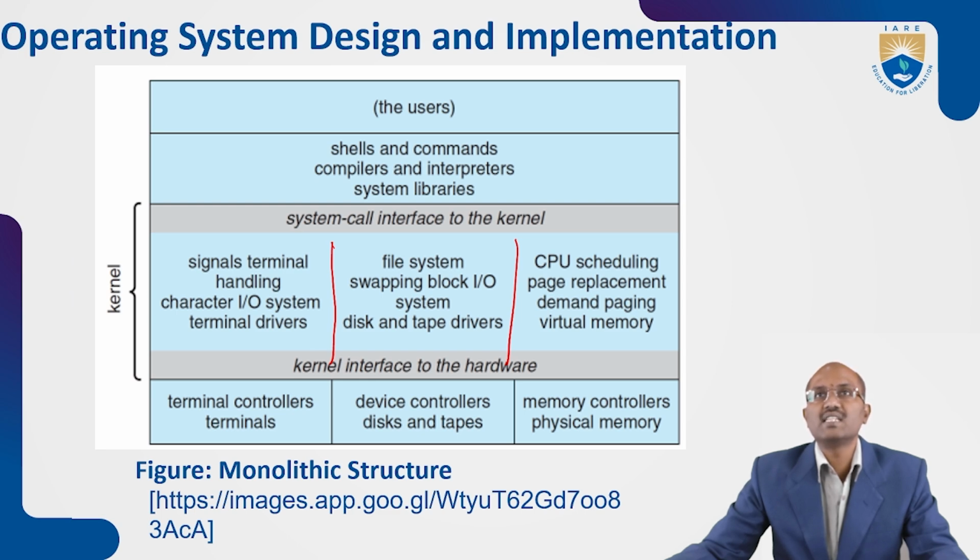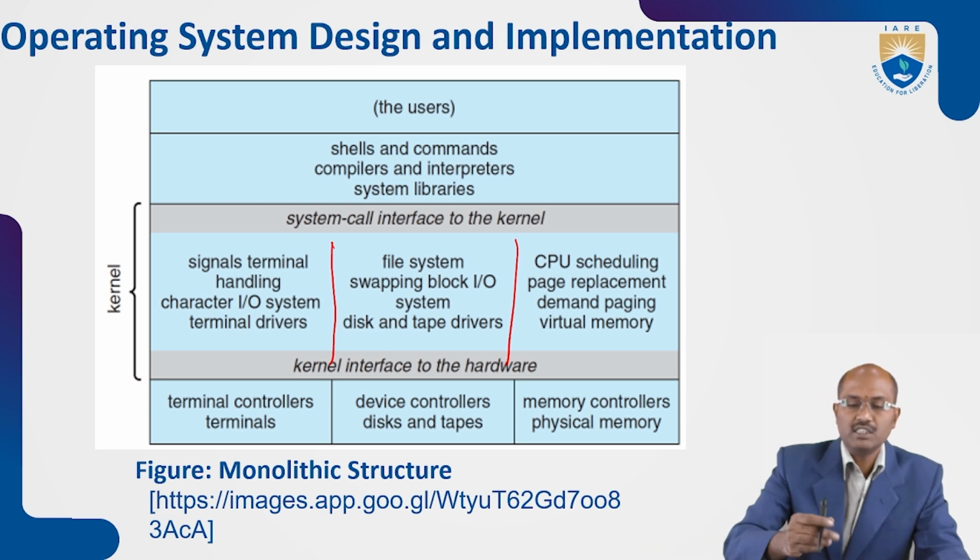The shell is mainly a command interpreter. The user writes the command. That command can be run on the shell layer. Shells and commands, compilers and interpreters, and system libraries work in this layer. These commands interact with the kernel. The kernel is the core part of the operating system. That core part, the kernel, interacts with the hardware.